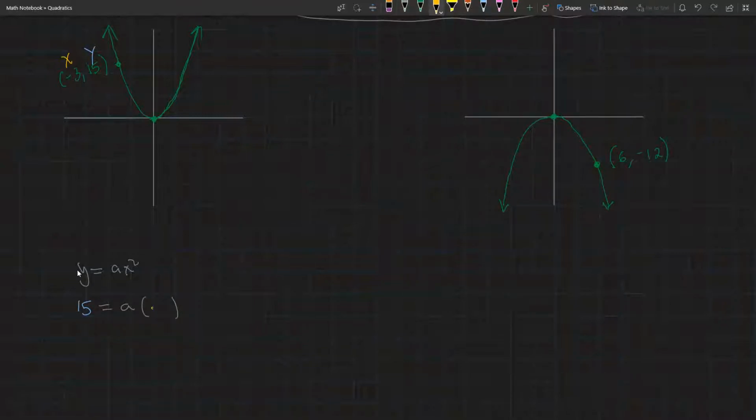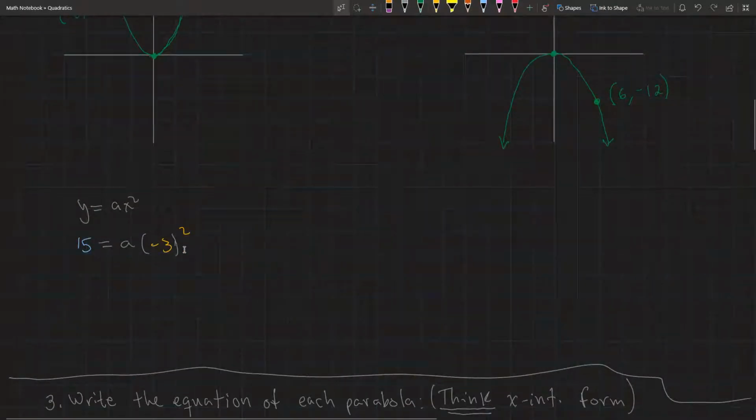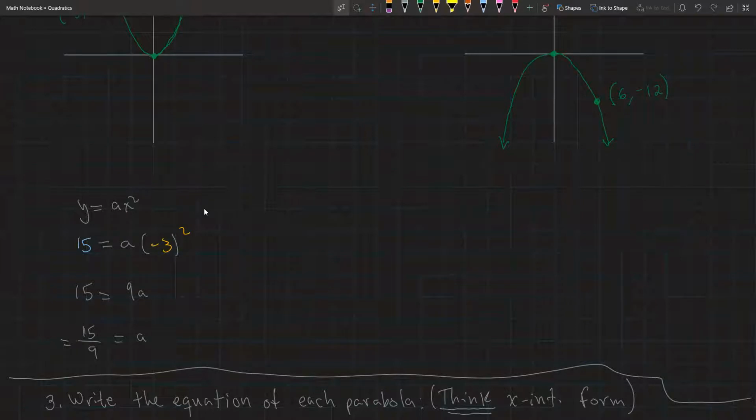Don't forget, this was -3 squared. And the nice thing is that when you square a negative, we get a positive. So the left side remains the same as 15 equals -3 squared is 9. So 9 times a. We want to undo multiplying by 9 by dividing both sides of the equation by 9. And then we can simplify 15 over 9.